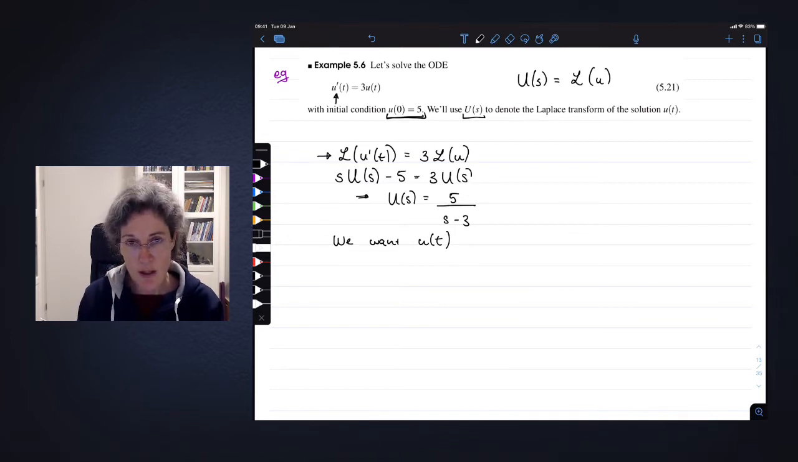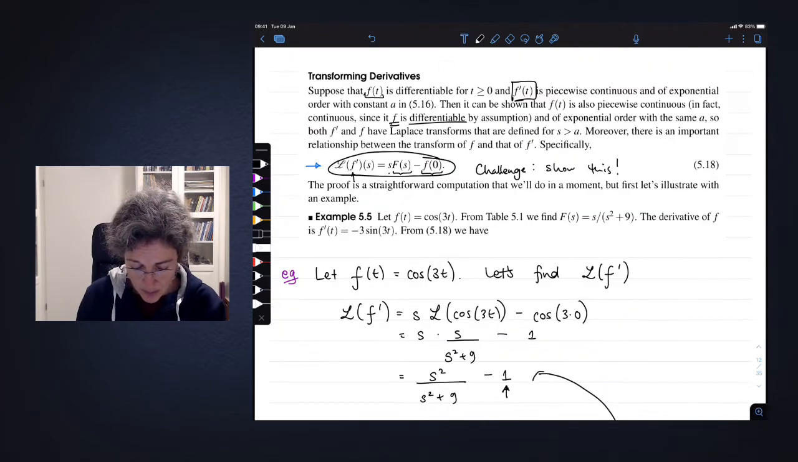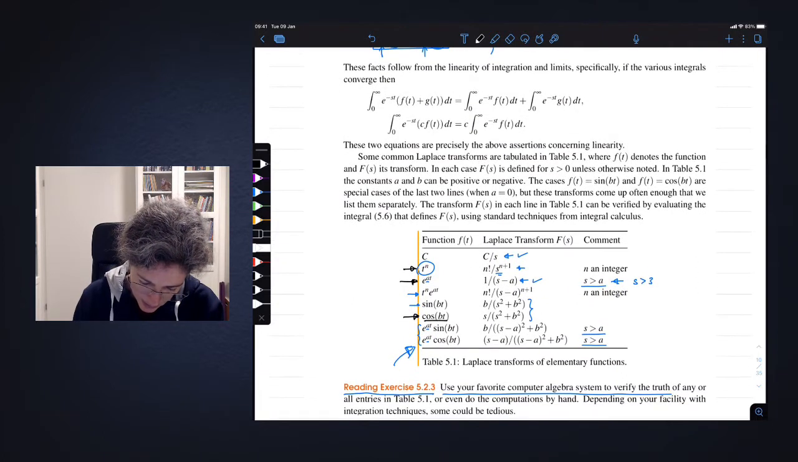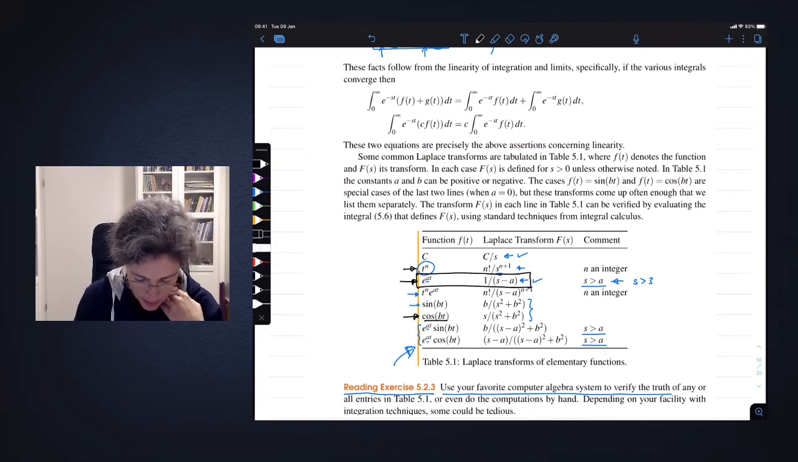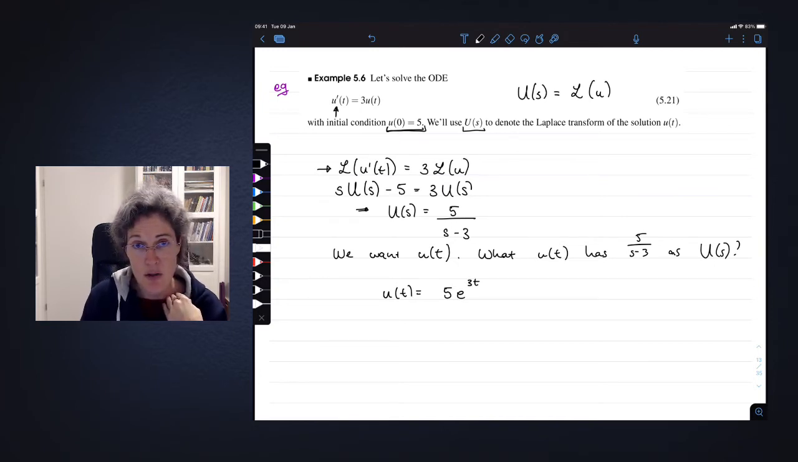But in this simple case, we can actually figure out what little u(t) must be in order to end up with a big U(s). So what u(t) has 5 over s minus 3 as its Laplace transform? Well, we could just go back and look at the table. What does the table tell us? It looks like we're going to need something of the form e to the at, because we have 1 over s minus a as e to the at, so if we let u(t) equal 5 e to the 3t, then that gives us the right Laplace transform.